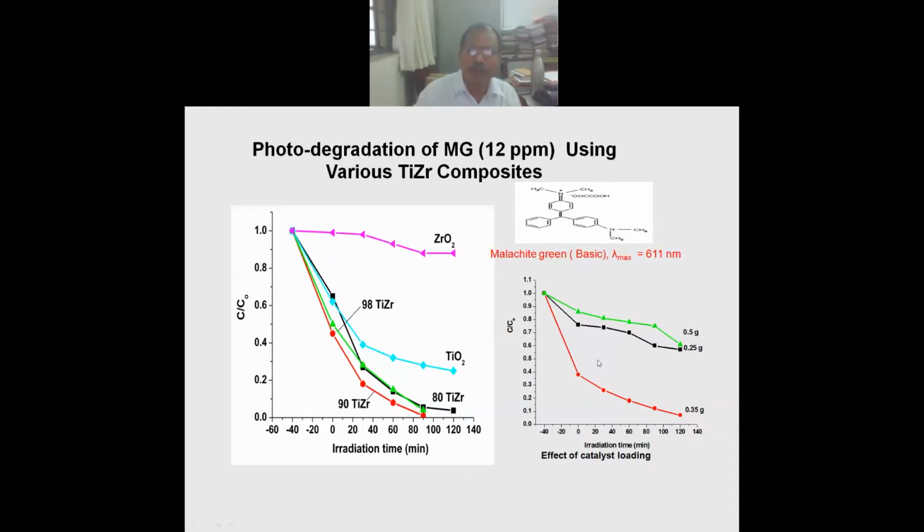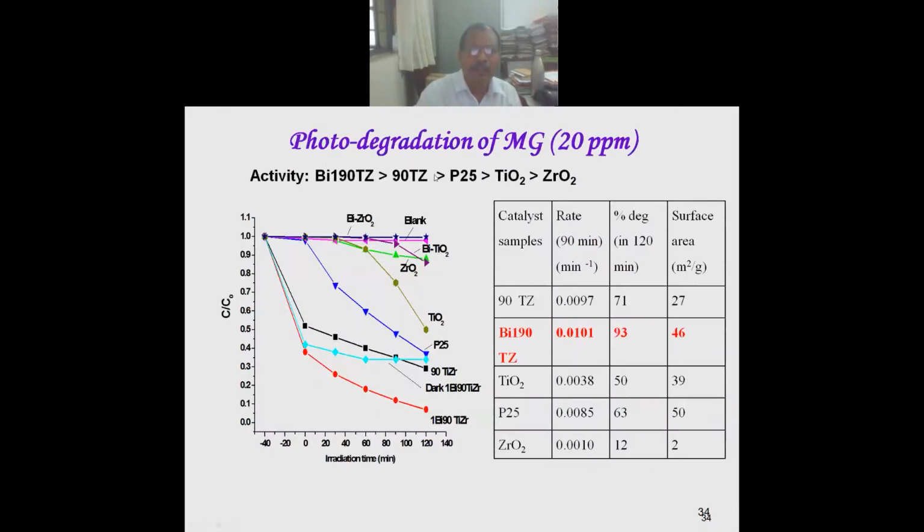Different loadings were tested, and it is found that the 0.35 loading gives the better activity, and we performed the other experiments using this 0.35 loading of the catalyst. This is the degradation experiment using different kinds of catalysts, commercial P25 and the others, comparing with the 1 atomic percent bismuth-doped TiO2.